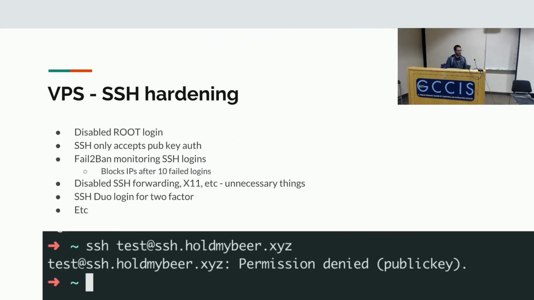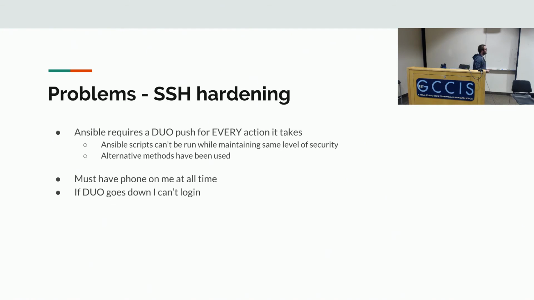So, hardening SSH, things that we've all talked about. Disabled root. I only accept public keys. No username or password accepted. Fail2ban monitors SSH logins, so if someone tries to log in, after 10 failed logins it blocks them. Disable unnecessary things. And then I actually have SSH Duo login. After I log in and accept my public key, I get a Duo push, which is really cool. So, problems with hardening my SSH.